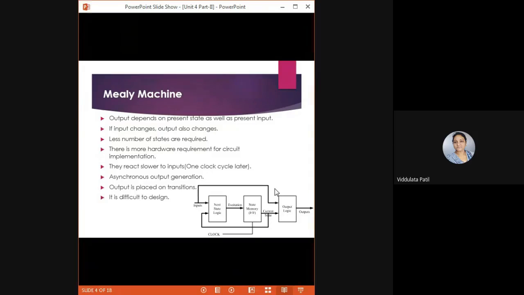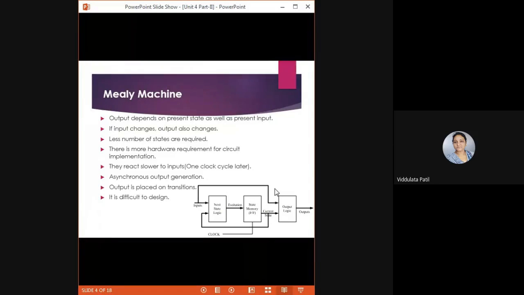So here, as output is dependent on the current state as well as current input, fewer states are required in the Mealy machine as compared to the Moore machine. And also, as this output is dependent on two inputs, the current state and the present input, more hardware is required for circuit implementation, and also it reacts slower to the input. So that is one disadvantage of this machine.